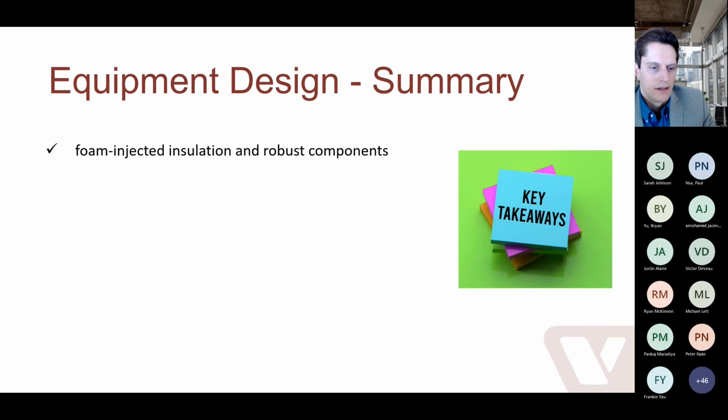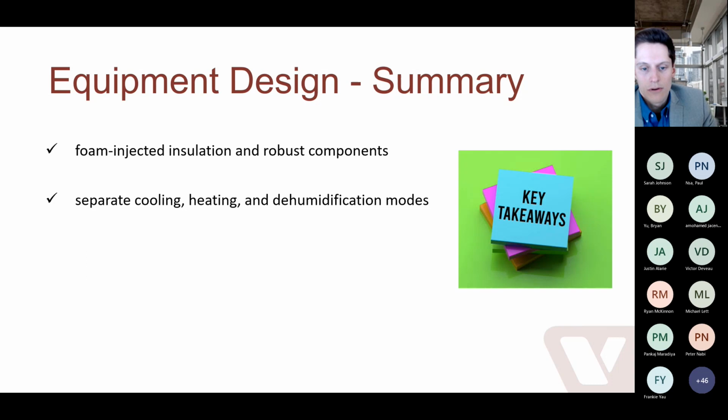So just to wrap up this section, when we're laying out DOAS equipment, there's some important considerations. One, we want to make sure we are using a good foam injected cabinet and robust components that have really good modulation. So compressor modulation, hot gas reheat, whatever our heating type is, we want to make sure we can fully modulate those components. And then the control modes we select are equally important, the heating, cooling, dehumidification modes. And then within those modes, what type of control methods are we using to control our fans, dampers, those components individually, set points? All of those things are very important.